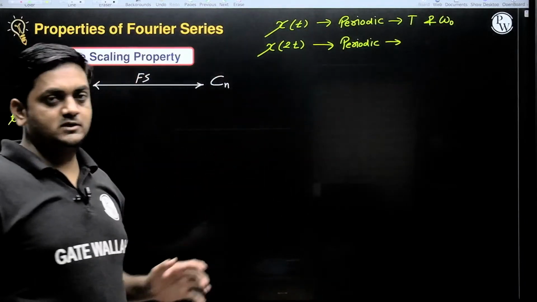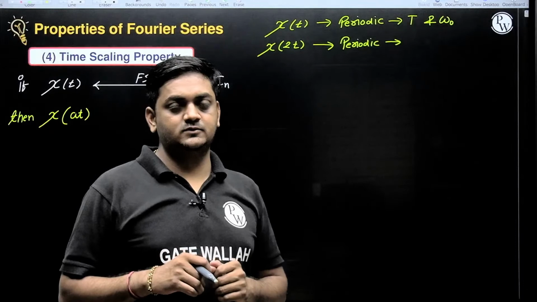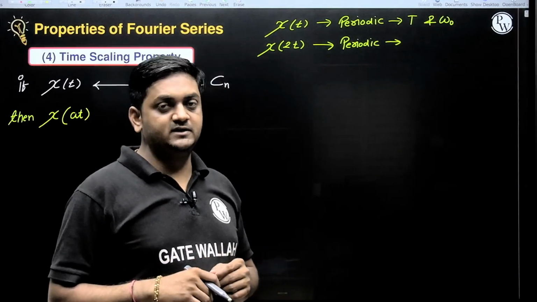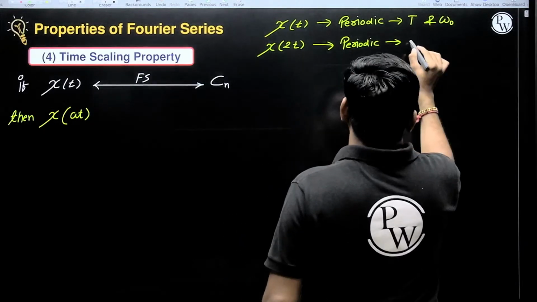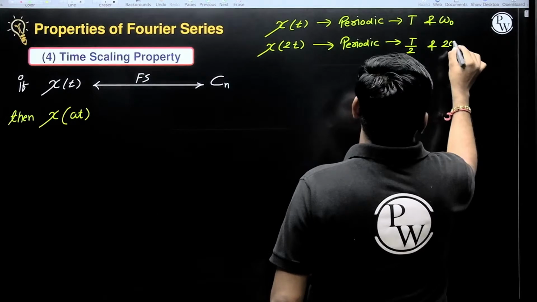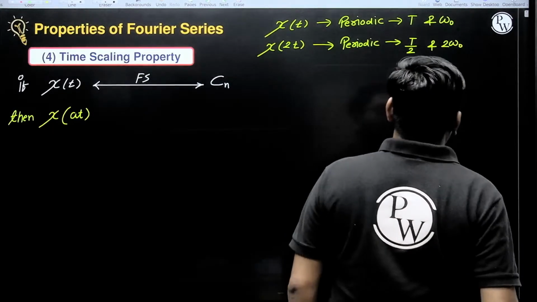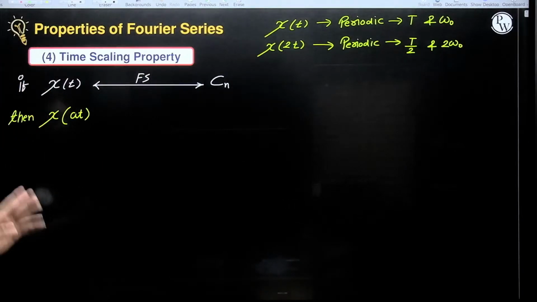x of 2t means compression by a factor of 2, guys. There is also a change in the fundamental time period and fundamental frequency: the fundamental time period becomes T by 2, of course, and the fundamental frequency doubles, because frequency and time period are inverses of each other. So there is an increment in the fundamental frequency, correct?